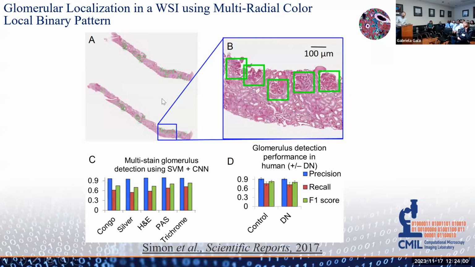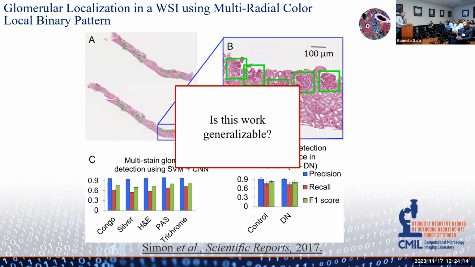We have also shown in a publication that we can use this technique to detect all these glomeruli, right? And apparently, that was not that difficult for us. There are tools and techniques available to segment these structures. But the question that came up was, are all these generalizable? The concept of generalizability is very, very complicated.